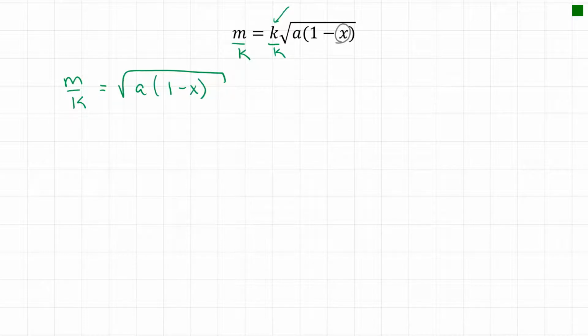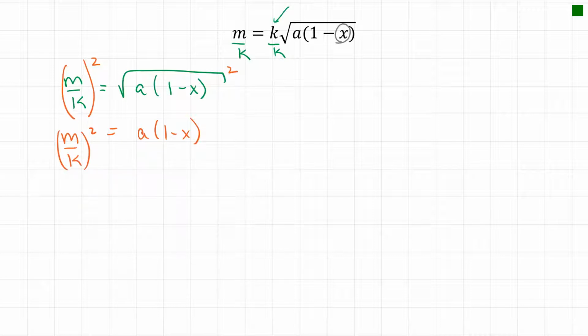The next layer is the square root, and I'm going to square both sides. And remember, I'm squaring the entire fraction to get rid of the radical, the isolated radical on the right side. And I end up with 1 minus x equals (m over k) squared.